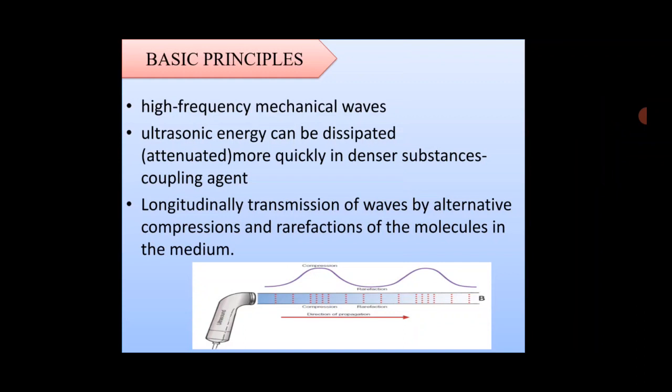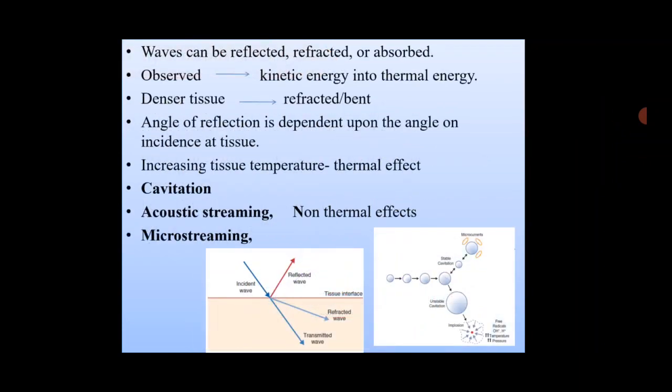So ultrasound waves travel longitudinally by alternating compressions and rarefactions of the molecules in the medium. Compression is the area which is denser. Rarefaction is the less dense area. The wave which is passed can be reflected, refracted or absorbed.